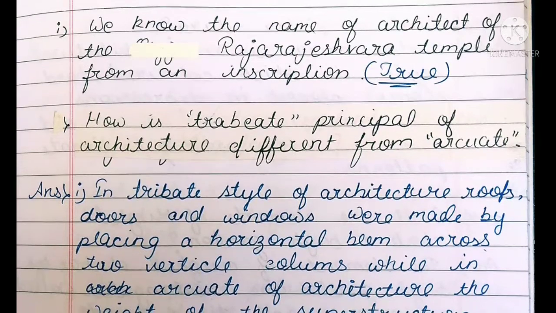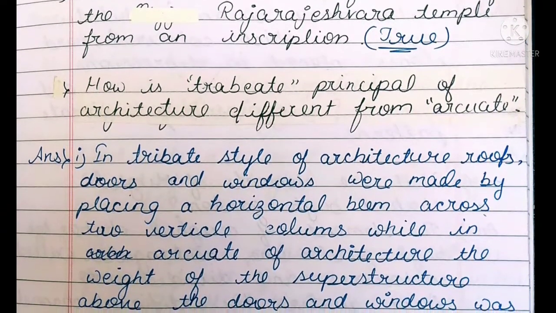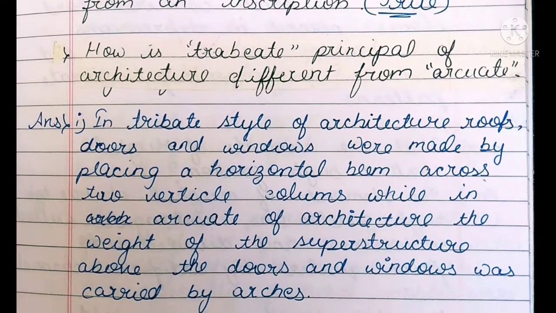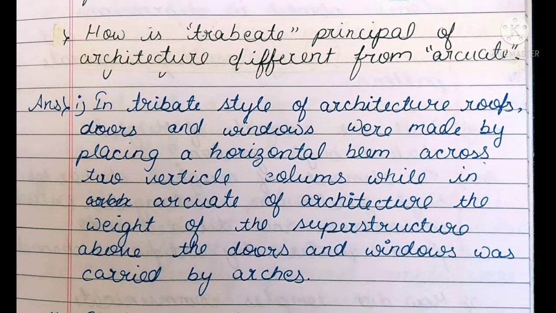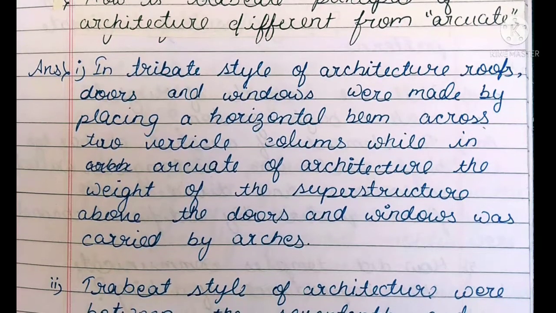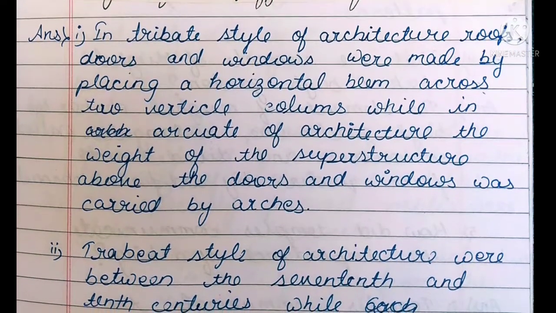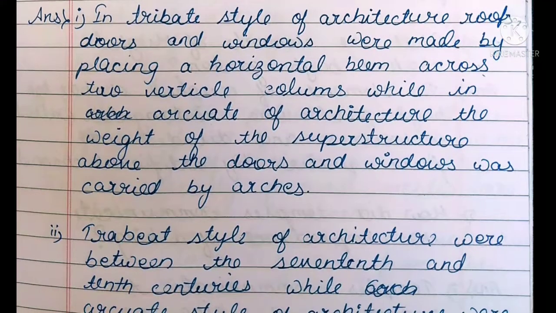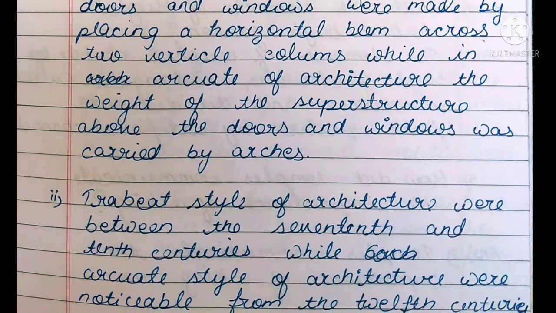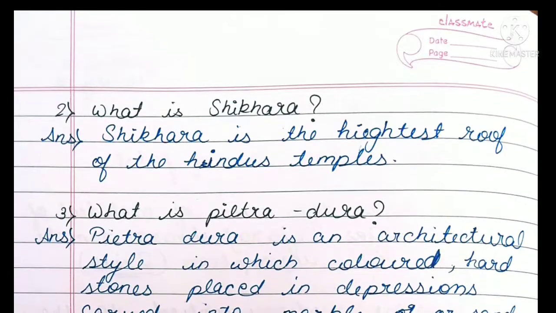Answer. Point 1. In the trabeate style, the roof, doors and windows were made by placing a horizontal beam across two vertical columns, while in the arcuate style of architecture, the weight of the superstructure above the doors and windows was carried by arches. Point 2. Trabeate style of architecture was used between the 7th and the 10th centuries, while arcuate style of architecture was noticeable from the 12th century.